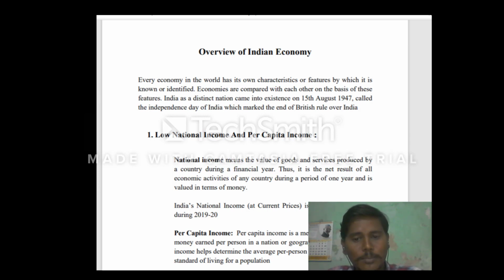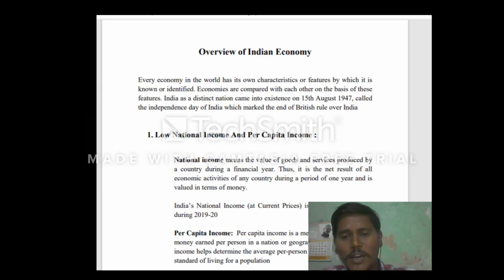So economies are compared with each other around the world. In fact, we have some institutions who categorize the economies into developed economies, developing economies, and underdeveloped economies. And we have some reports like the Human Development Reports. They categorize economies into very high human development countries, high human development countries, medium human development countries, and low human development countries based on different criteria.